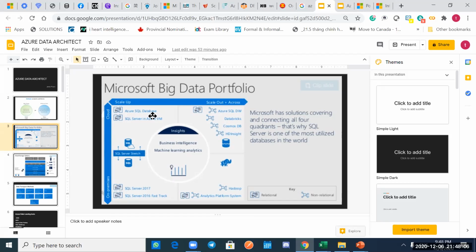So we have SQL data warehouse, we have Databricks, we have Cosmos DB, HD Insight for this. And for this exam, you don't need to worry about HD Insight. You just focus on Databricks and Cosmos DB, and you can see that in the portfolio, it fits scale out and scale across. And remember, scale across means that you scale across different regions. And also remember here the key, which is relational and which is non-relational. Remember this part because it will be very crucial for our exam.